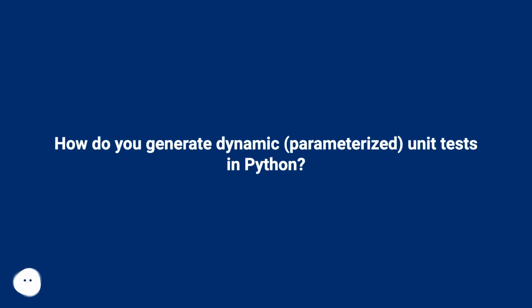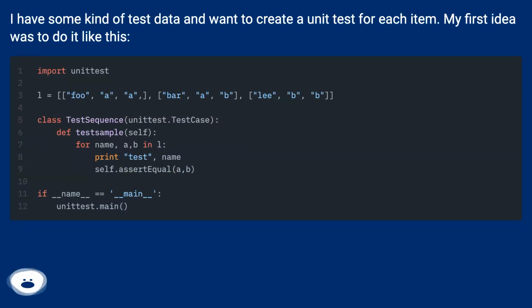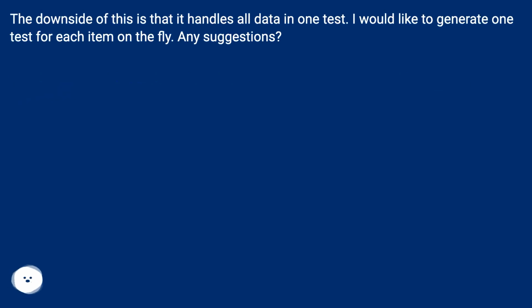How do you generate dynamic, parameterized unit tests in Python? I have some kind of test data and want to create a unit test for each item. My first idea was to do it like this. The downside of this is that it handles all data in one test. I would like to generate one test for each item on the fly. Any suggestions?